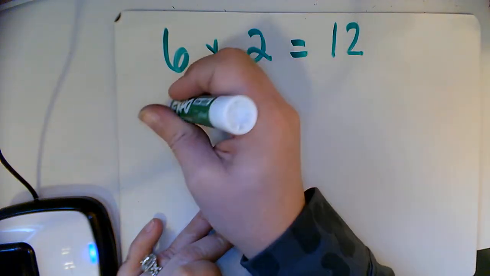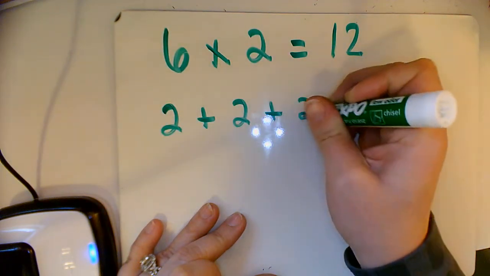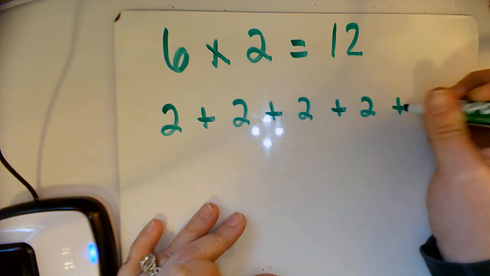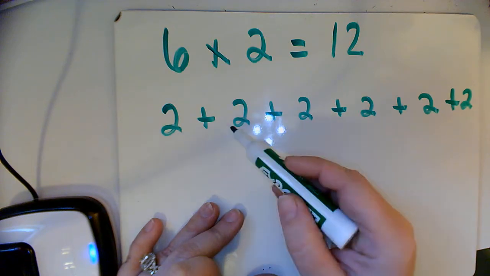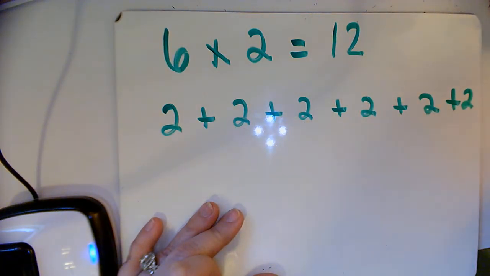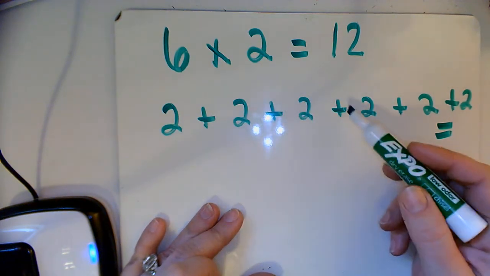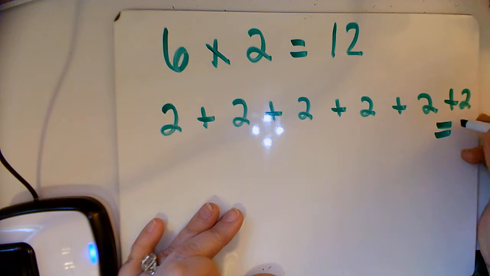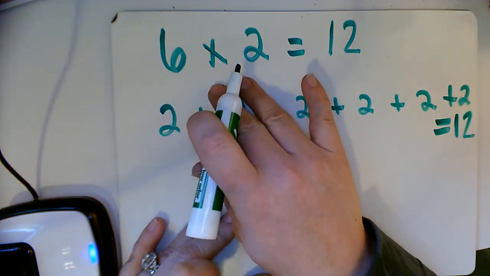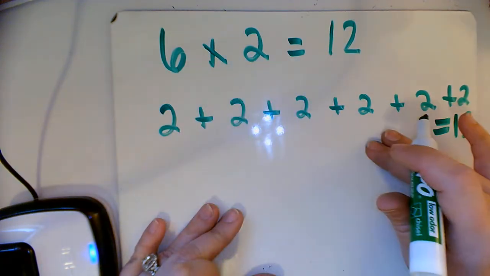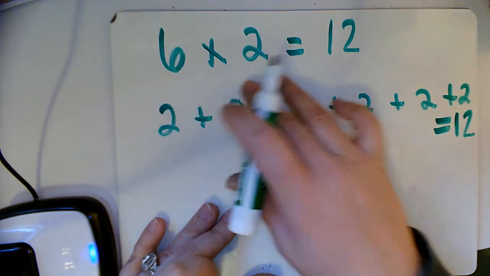So I could show this as an addition sentence that looks like 2 plus 2 plus 2 plus 2 plus 2 plus 2, and that's 1, 2, 3, 4, 5, 6 groups of 2. And if we skip counted, 2, 4, 6, 8, 10, 12, we get the same answer. So multiplication, we're making multiple groups of whatever we are multiplying by. 6 copies of 2 would be 6 times 2.